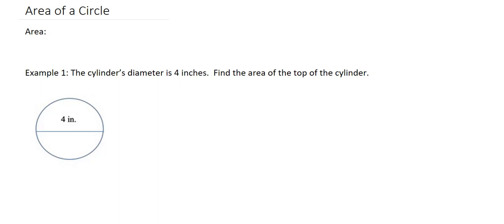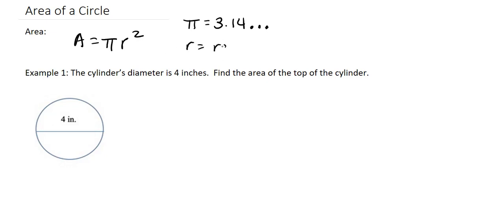Area of a circle. So the area formula for a circle is the following. It is pi r squared. Now pi is a number that looks like this. And then it just goes on forever, right? It has infinite digits.